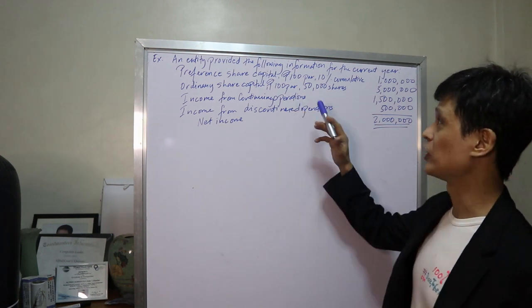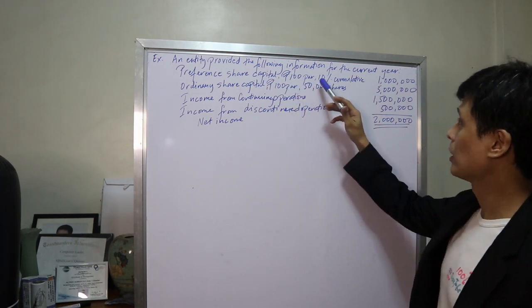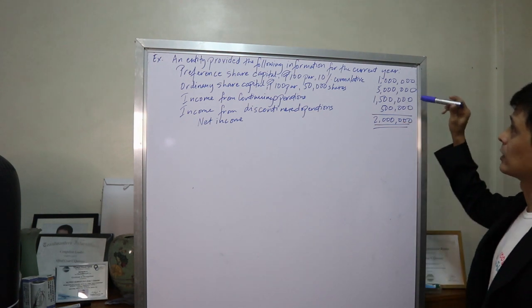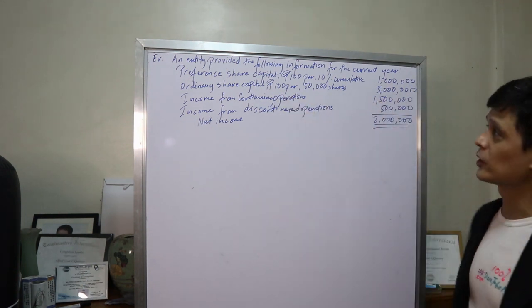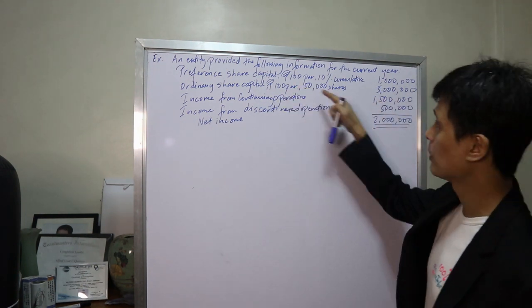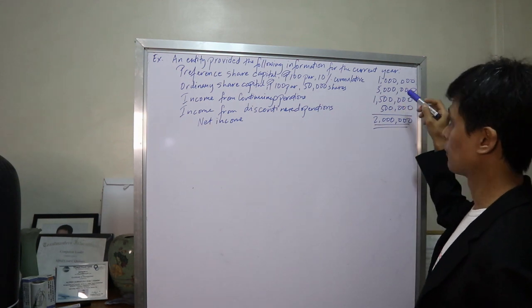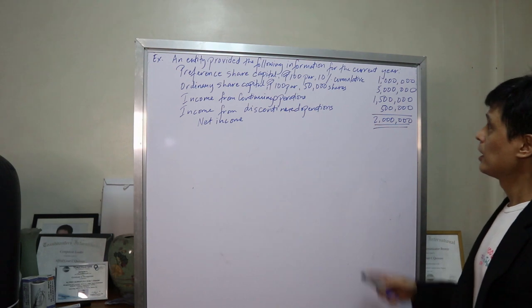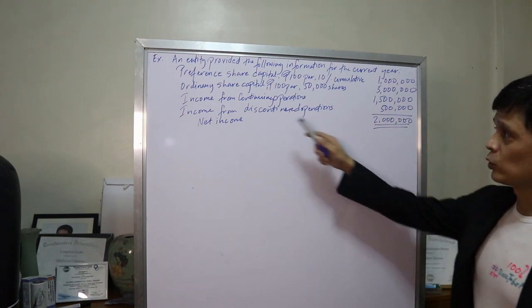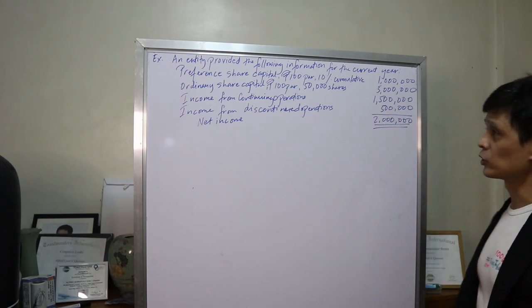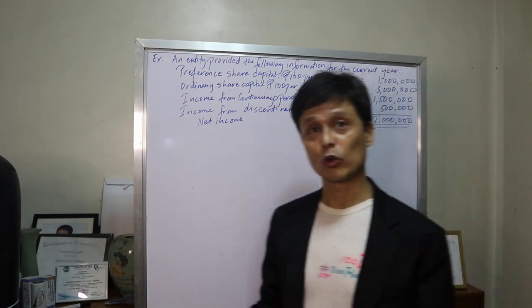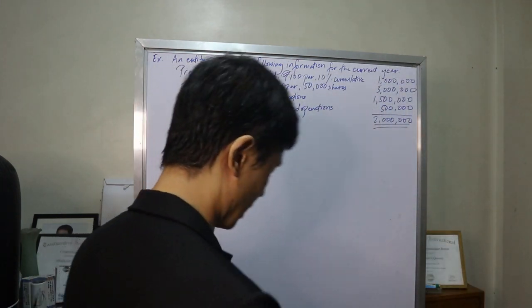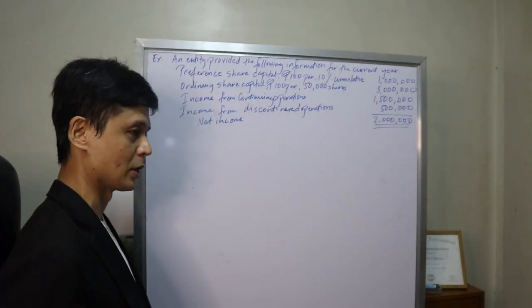So preference share capital, that's 100 par, 10% cumulative, that's 1 million. Ordinary share capital, that's 100 par, 50 shares for 5 million pesos. Income from continuing operations for 1.5 million. And yung income naman from discontinued operations is 500,000. So i-compute natin dito para makuha natin yung earnings per share.